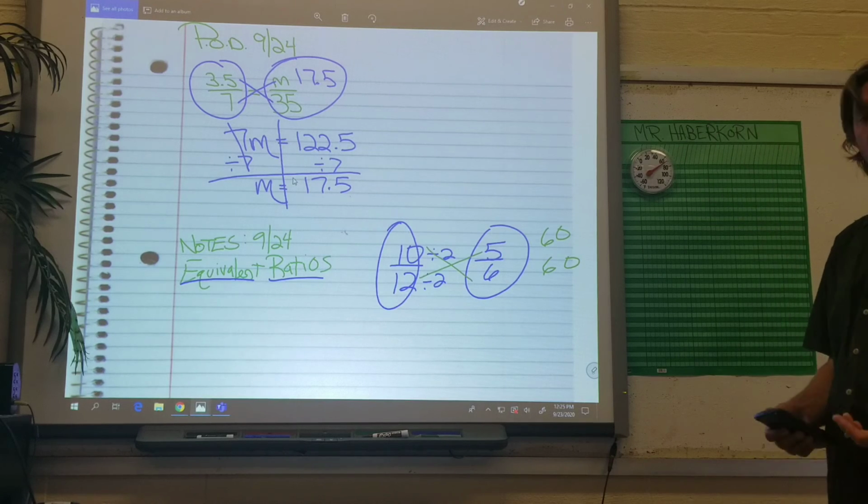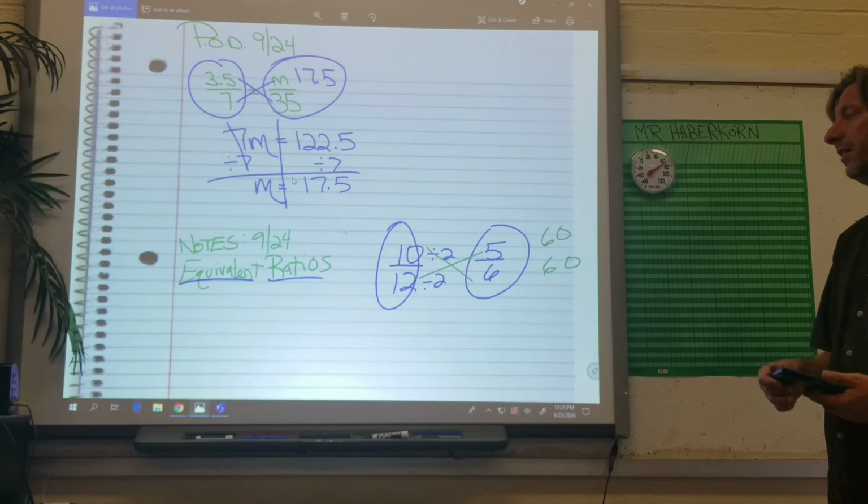Remember, equivalent just means equal. A ratio is just a fraction. That's all there is to this stuff.